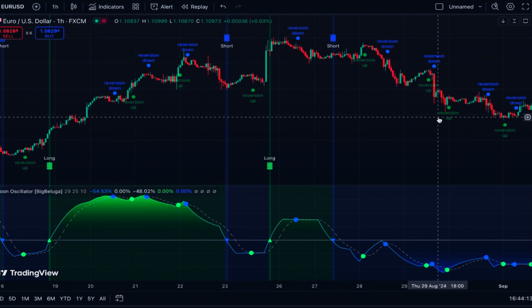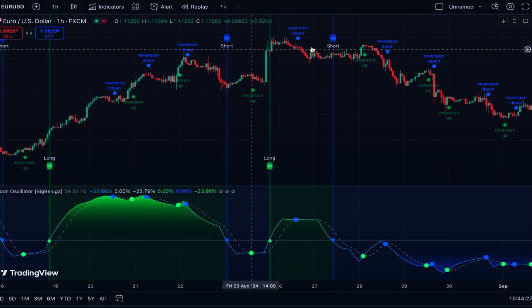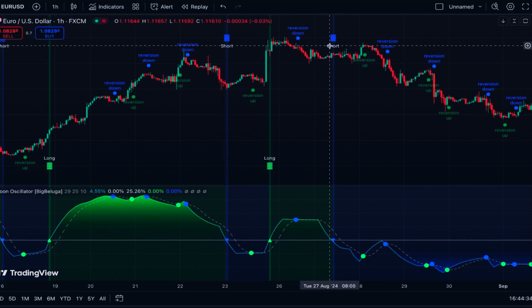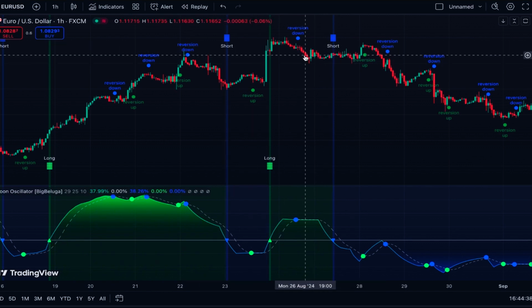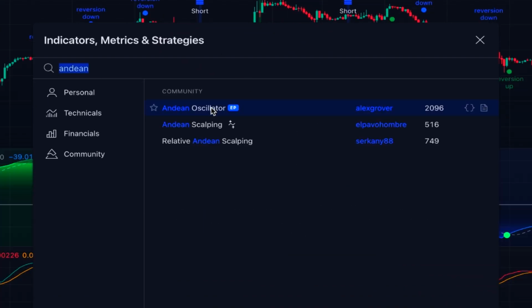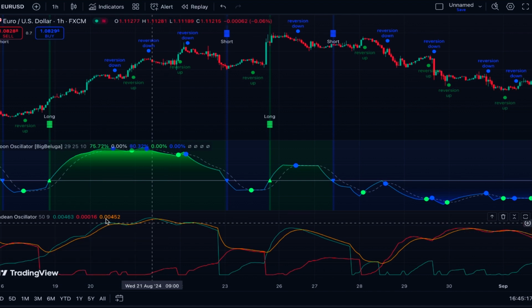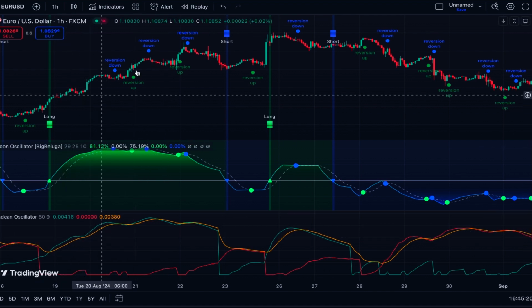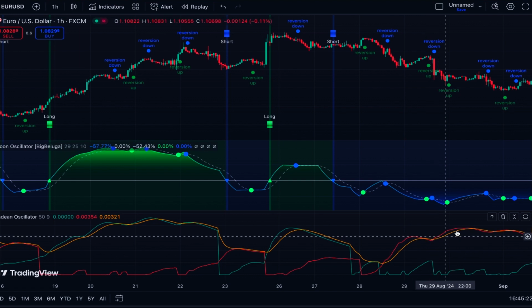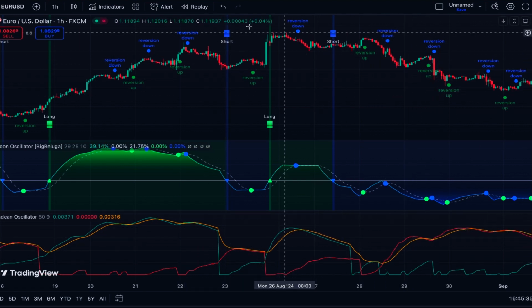But just like any other trend following strategy, you can encounter false signals in two situations, one at the end of the trend and the other when the market is not trending. So we need another indicator that can filter the signals during a flat market. For this purpose, we add the Andean Oscillator, this one, which is an open source indicator written by Alex Grover. This is a very powerful indicator for identifying trending and non-trending markets. When the green line is above the orange line, the market is trending up, and when the red line is above the orange line, the market is trending down. And when the orange line is above the other two, the market is not trending.